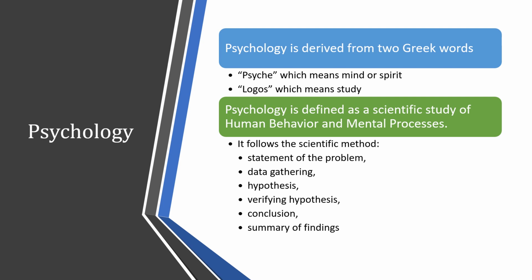So what does it mean when we say that psychology is a scientific study? It means that it follows a scientific method. I believe the scientific method is very familiar to you, since this is not the first time that you've heard of it because it was discussed during your high school days. However, for our lesson, let's go through it one by one. The first step of the scientific method is that we need to have a problem. So you have to state your problem. That is the first step in the scientific method.